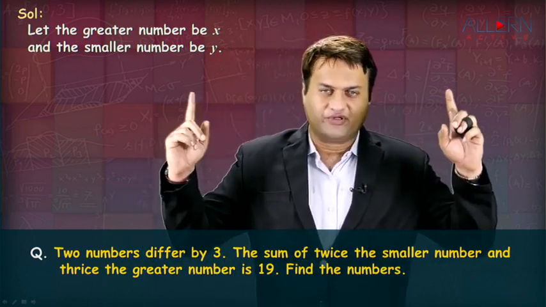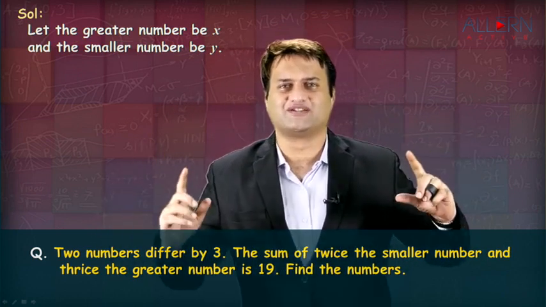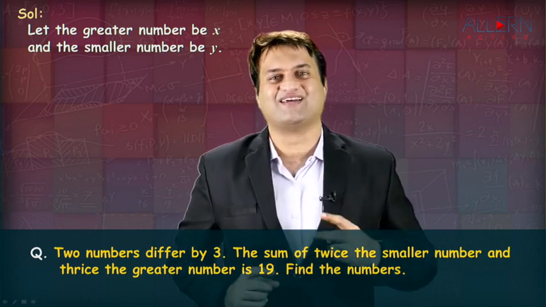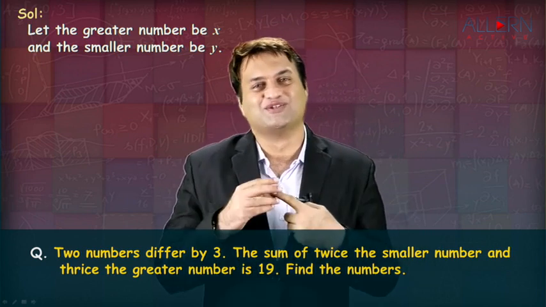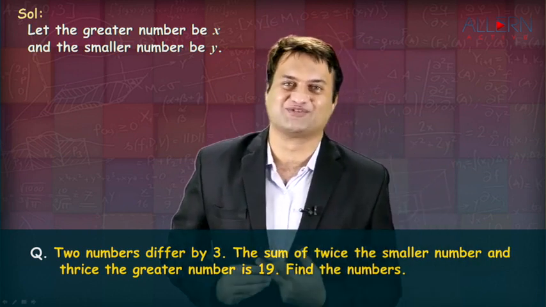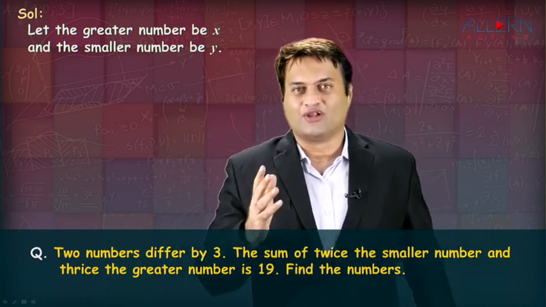So, read the sum, initially don't try to understand it, just read the last statement. In the last statement there are two unknowns, the greater number and the smaller number. So, let the greater number be x and let the smaller number be y. Now, let us form the equation.